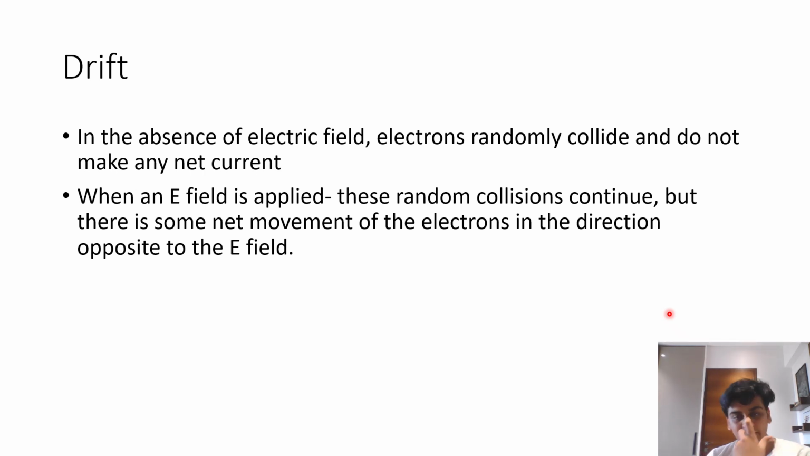Now, when an electric field is applied, obviously these random collisions continue, but there is some net movement of the electrons in the direction opposite to the electric field. So if you follow a given electron, its movement might appear random, but when you follow it for a significant amount of time, you'll see that there is a bias in its random movement where it's slowly moving on net towards the direction opposite to the electric field. So that is how drift current works.